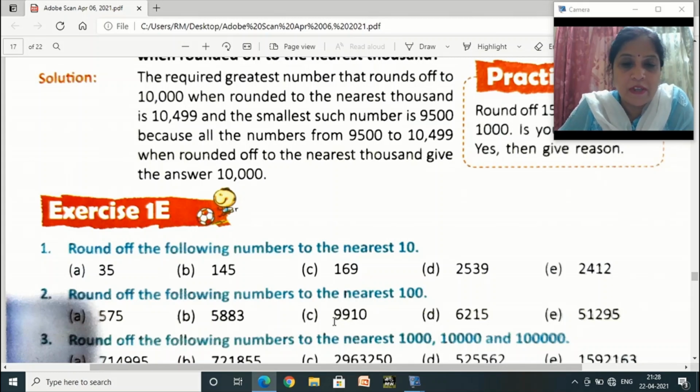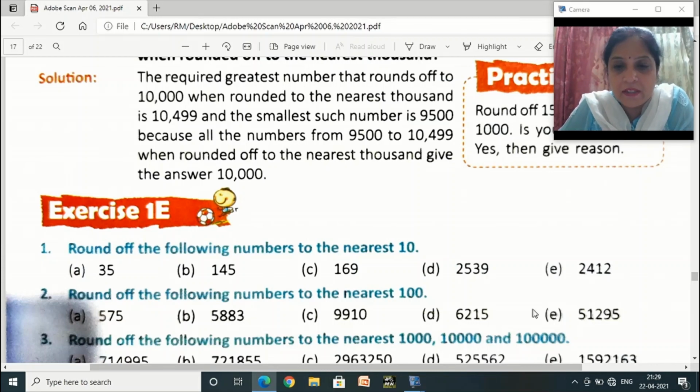Okay, now question 2, round off the following numbers to nearest 100. Suppose I am doing this number 5883. Suppose you have to round off 5883 to nearest 100. How will we round it off? See, when we have to round it off, you circle the digit at hundreds place. What is the digit at the hundreds place? It is 8. Okay, now underline the digit at tens place. What is the digit at tens place? 8. Since 8 is greater than 5, we will add plus 1 to the circled digit and make the rest of the digits 0. So it will be rounded off to 5900.